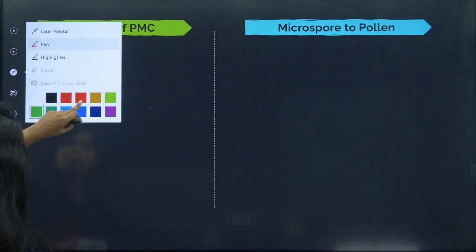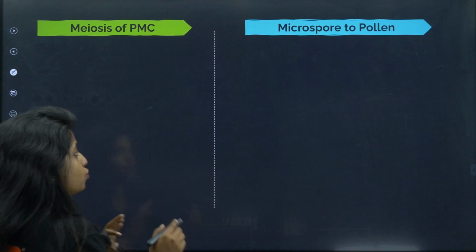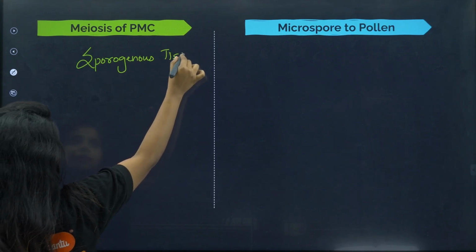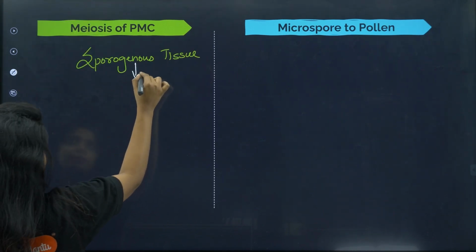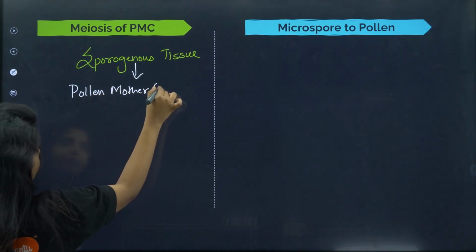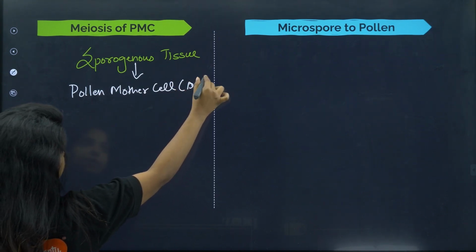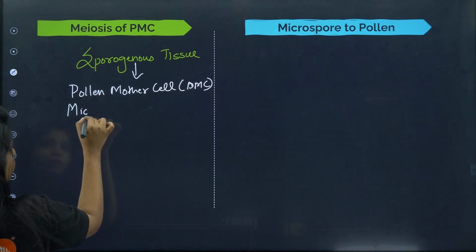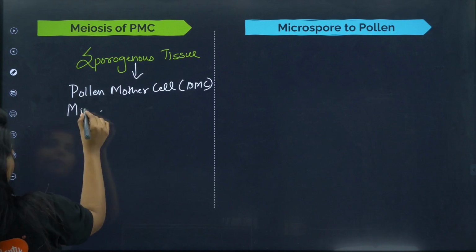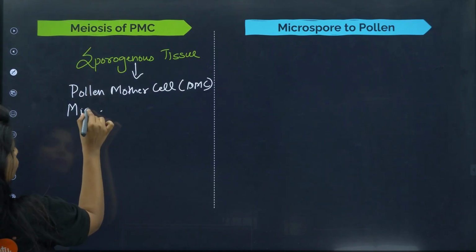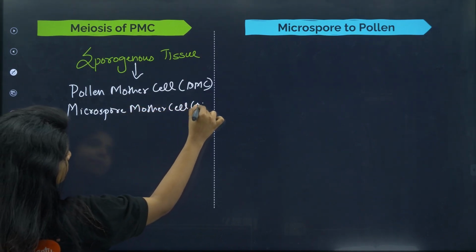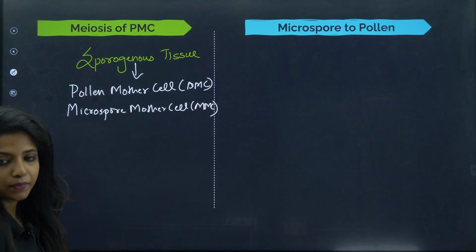Okay. Now, over here in the sporogenous tissue, there are cells which you call the pollen mother cell, which is PMC, or you also call that the microspore mother cell, or MMC.